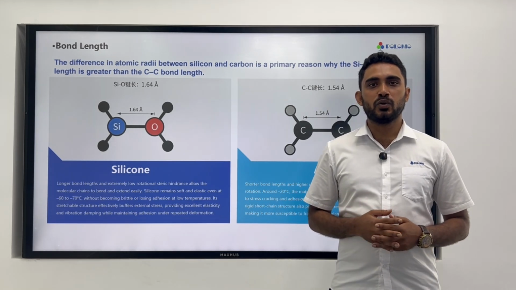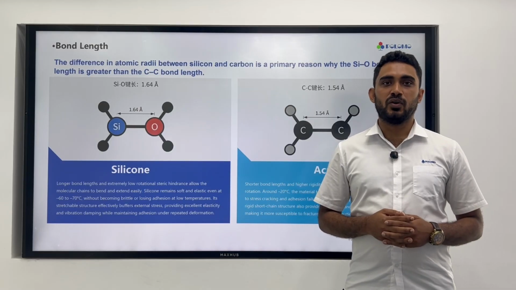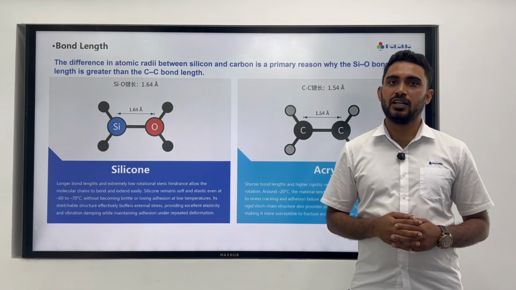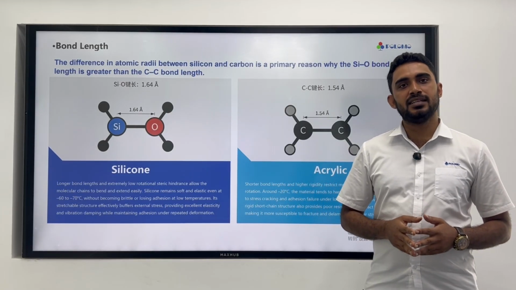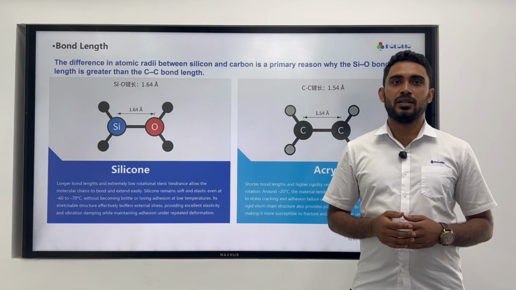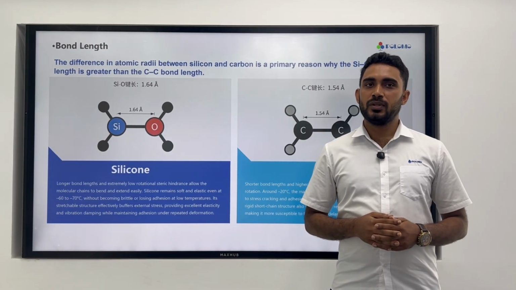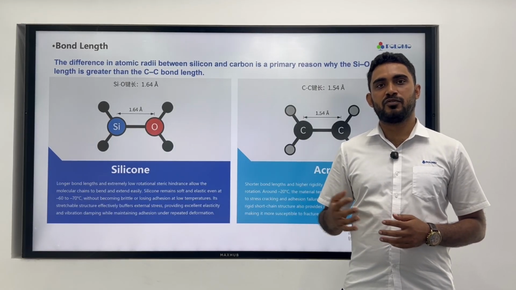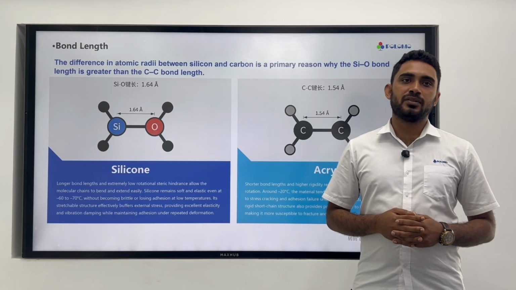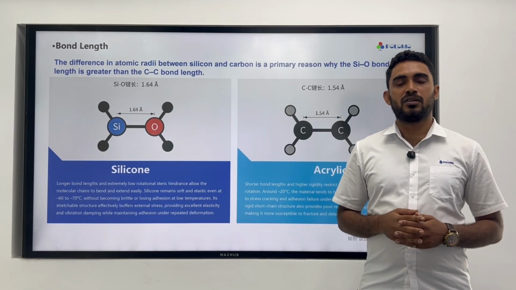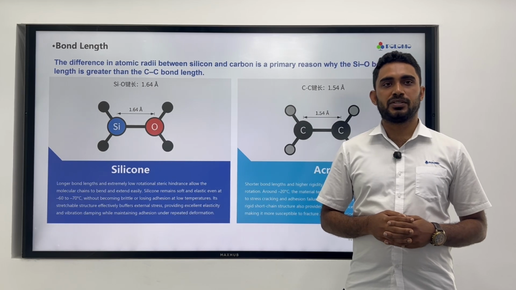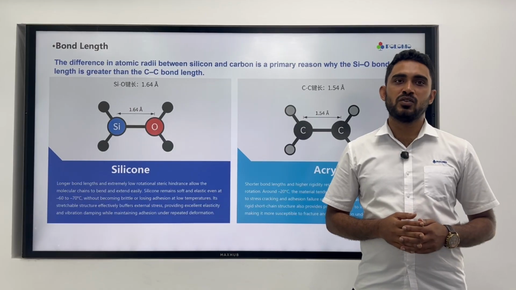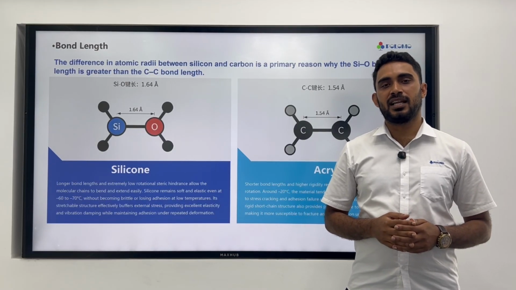There is very low rotational steric hindrance, so even at temperatures as low as -60 to -70 degrees, silicone remains soft and elastic. It doesn't become brittle, it doesn't lose adhesion. Acrylic, with its shorter, more rigid bond, starts to harden around -40 degrees Celsius. It can crack under stress or vibration, leading to delamination. For automotive displays, which face freezing winters, hot summers and constant vibration, silicone's flexibility is a lifesaver.